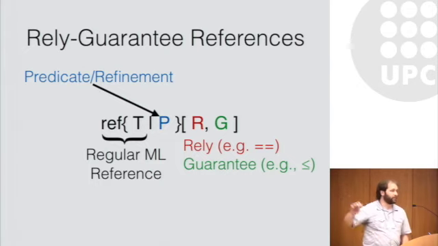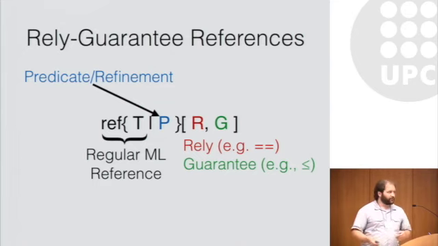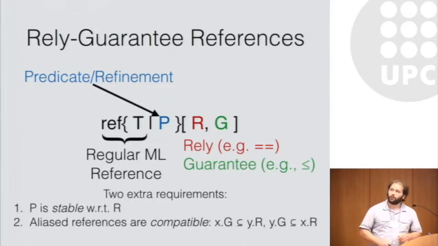This is going to be an upper bound on the interference they can cause. This is a summary that we rely upon for local reasoning. And the guarantee is the reverse. It's a promise made to the rest of the program that this is as much as we'll use this particular reference for.